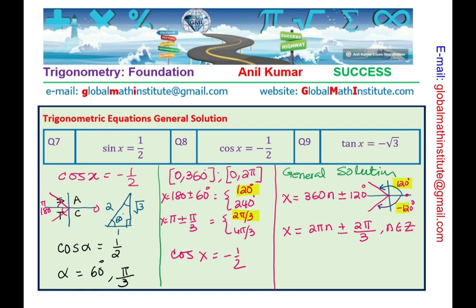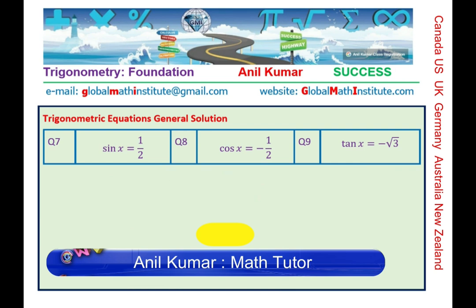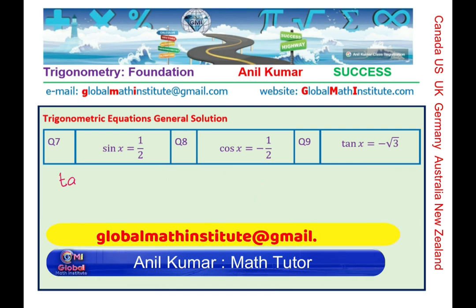Now, the idea here is to find the related acute angle first and the actual angle, the very first one, which will give you the right answer. So, I hope that makes sense, right? Now, let's look into the general solution for the last one, the tangent function. Now, we are looking into tan x equals minus square root 3.